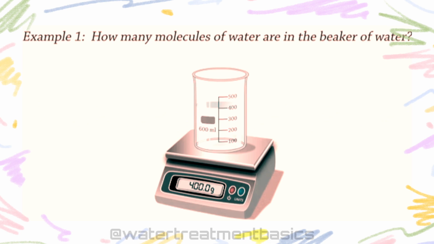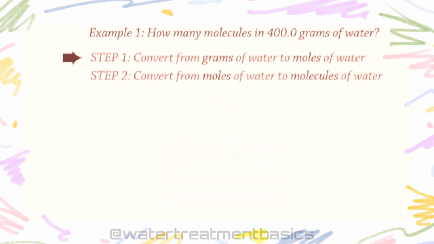But what if someone asked you how many molecules of water are in the beaker? We'd have to do a little calculating, and that's when we'd use the term mole. If we want to convert from grams of water to number of moles of water, we'll use the molar mass. The molar mass of water tells you how many grams there are per mole of water.